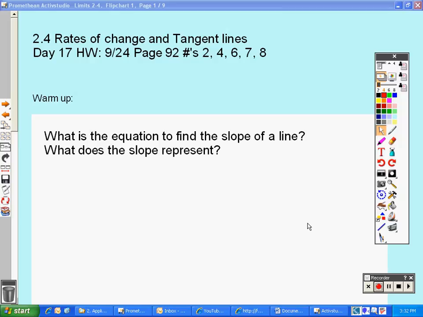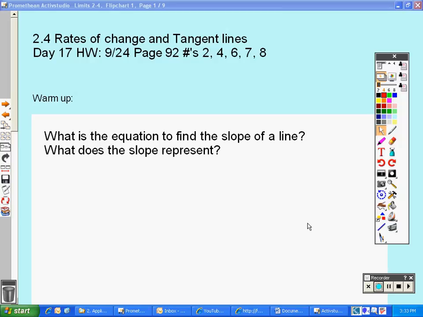Alright guys, today is Friday, it is September 24th, and I hope that you guys just did really well on your limits quiz. Looking forward to grading them on Monday. In the meantime, we are going to proceed and start talking about some of the sections in 2.4, rates of change and tangent lines.